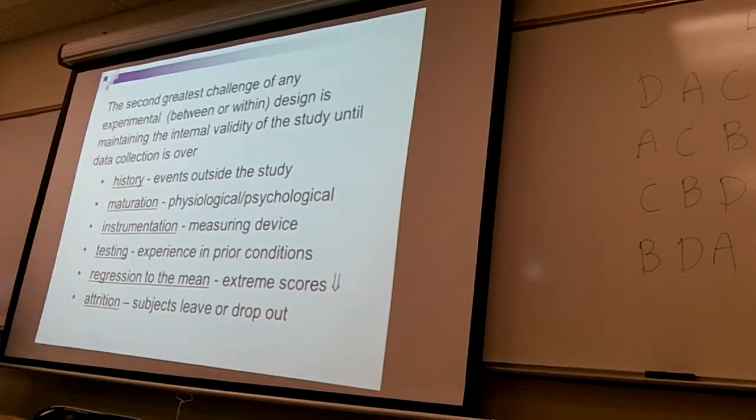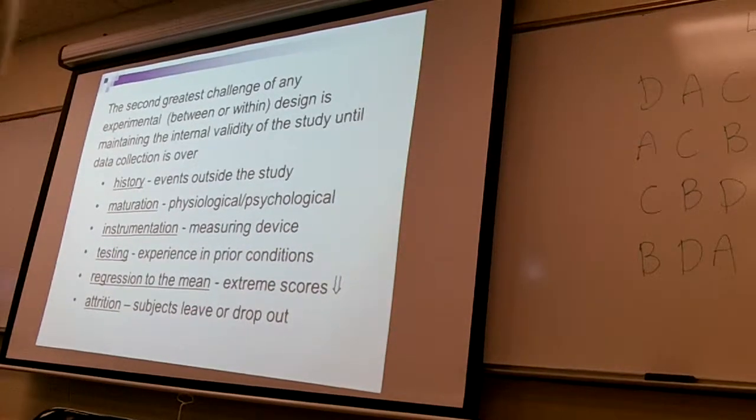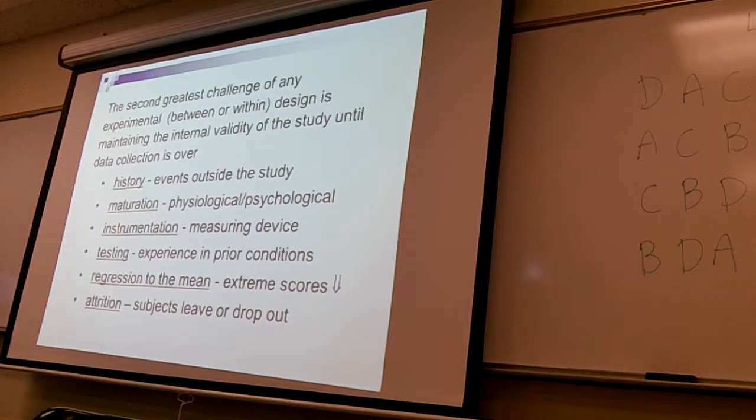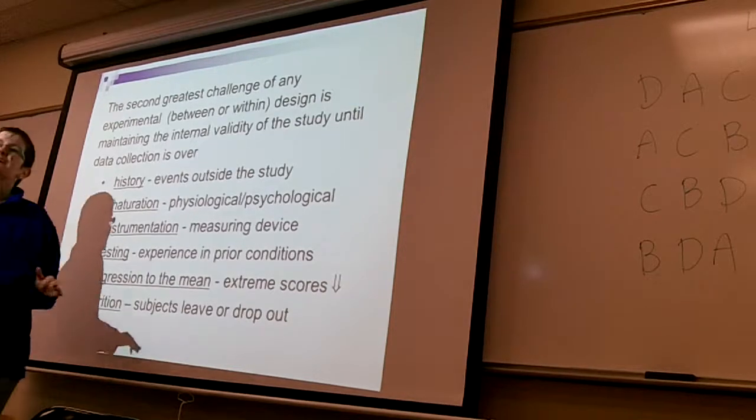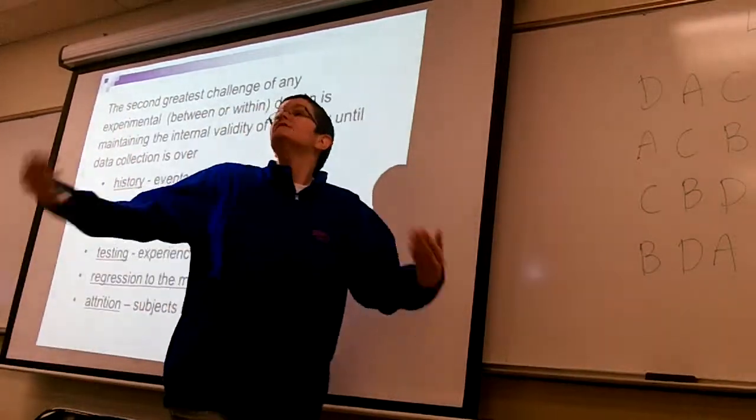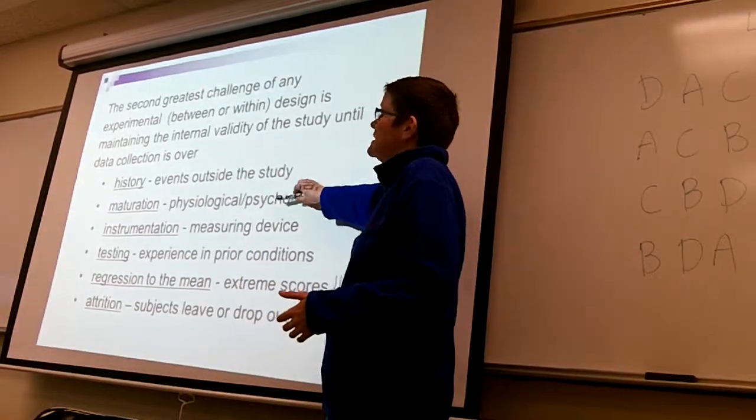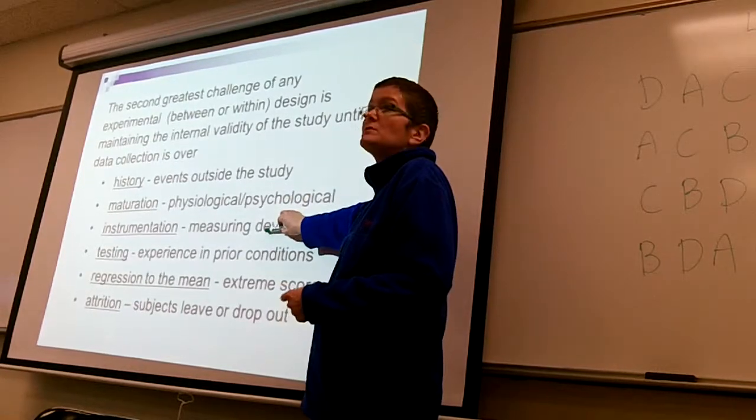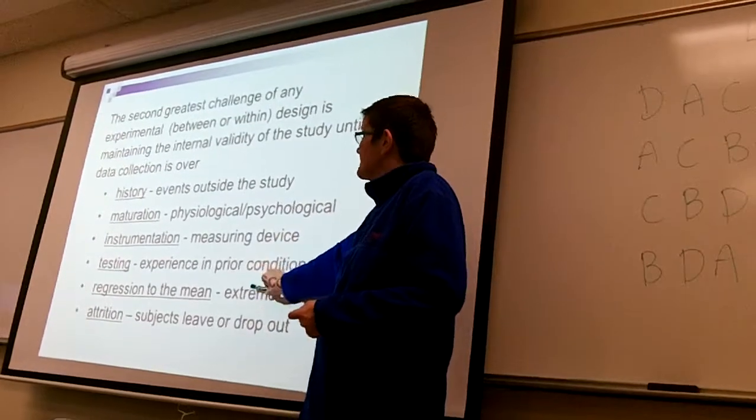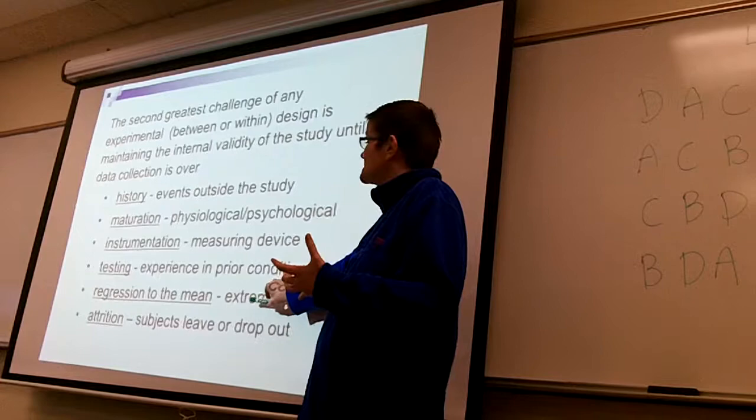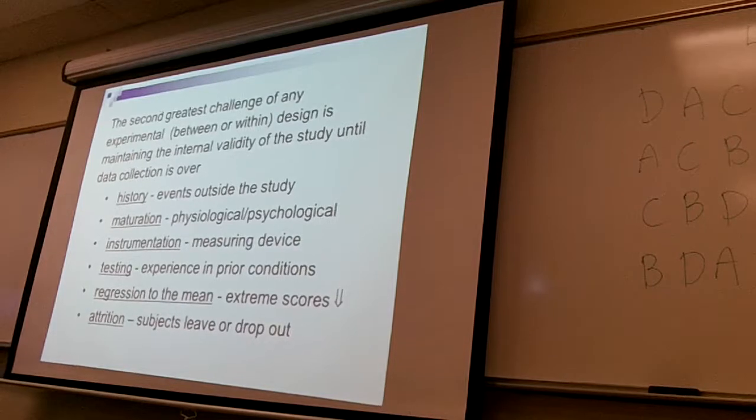So any of these things can negatively influence the internal validity of your study because they offer alternate explanations for the change in your subject's behavior. It doesn't have anything to do with whatever it is you're doing to them, whatever conditions you're exposing them to. External events, natural physical change, problems with your equipment, changes in the subject's level of experience with the task, natural return to non-extreme states, and people just quitting. These will all threaten the internal validity of your study.